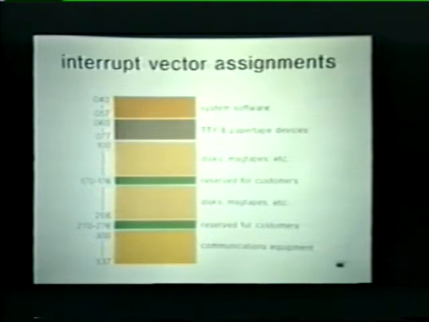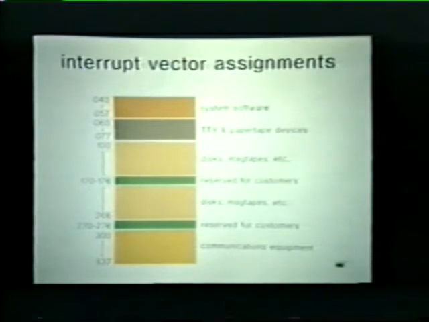The area reserved for interrupt vectors can be further broken down as shown here. Don't bother to memorize this chart. It's repeated in your workbook. Memory locations 040 through 057 contain system software vectors. Continuing on, interrupt vectors for basic input-output devices, such as teletype or paper tape equipment, are stored in memory locations 060 through 077.